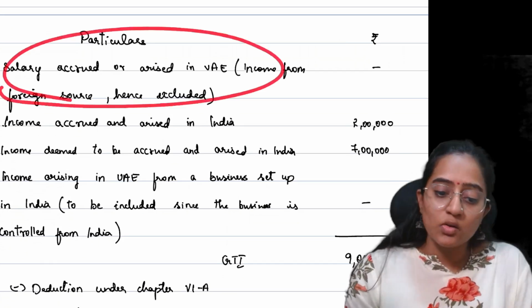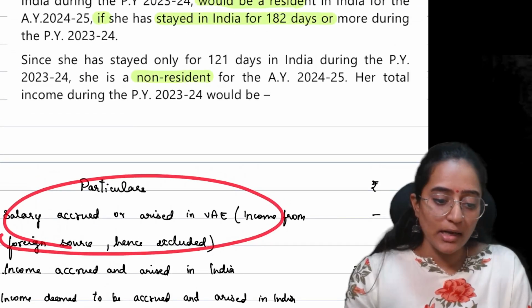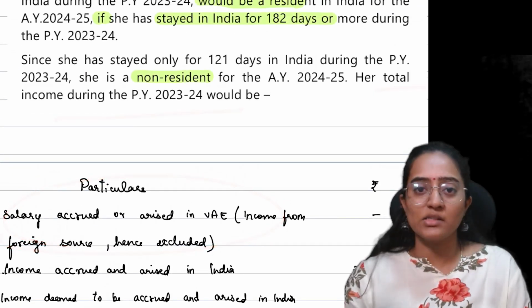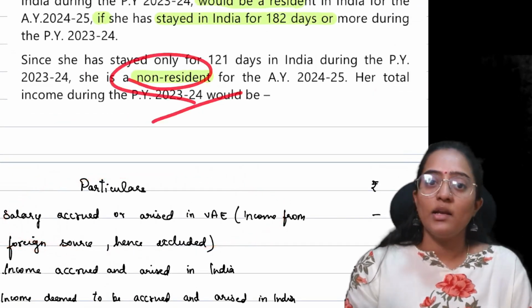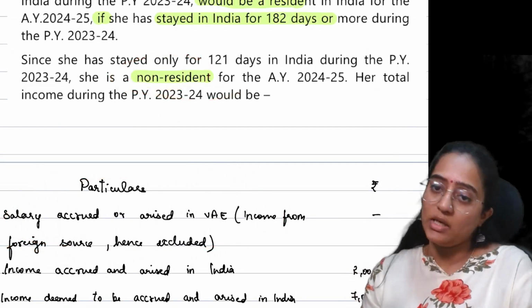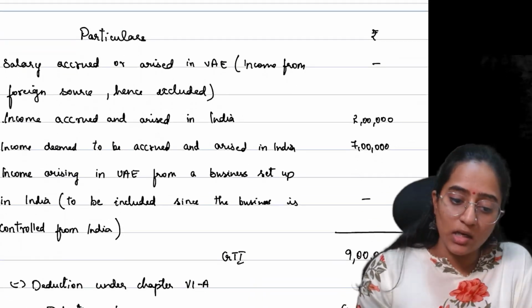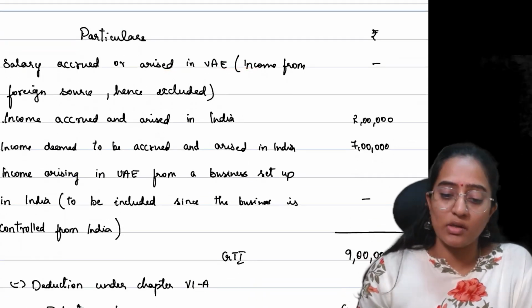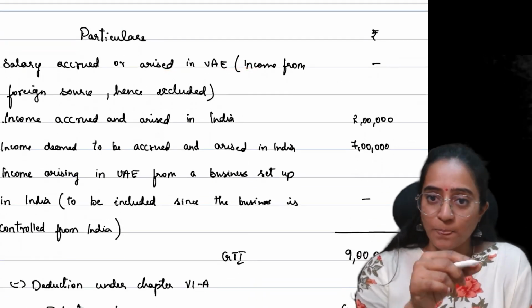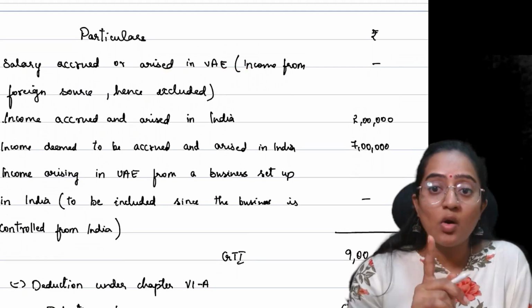So now, salary accrued or arisen. Now what we are doing is computing the total income. We have determined the residential status. She is a non-resident. Now what are we treating? We are looking into the total income. So salary accrued or arisen in India from a foreign source, for a non-resident, foreign income, is not taxable.